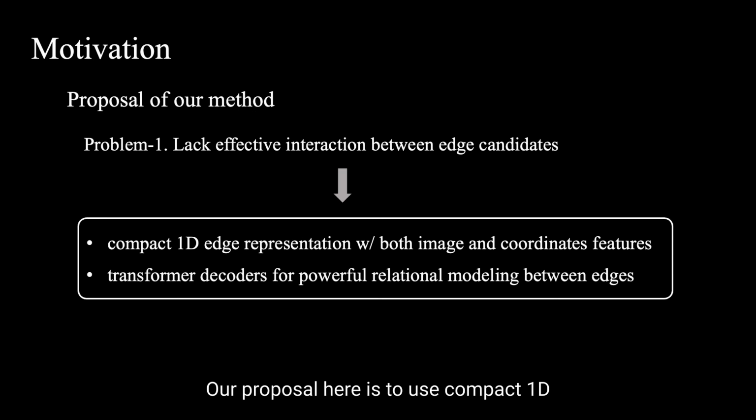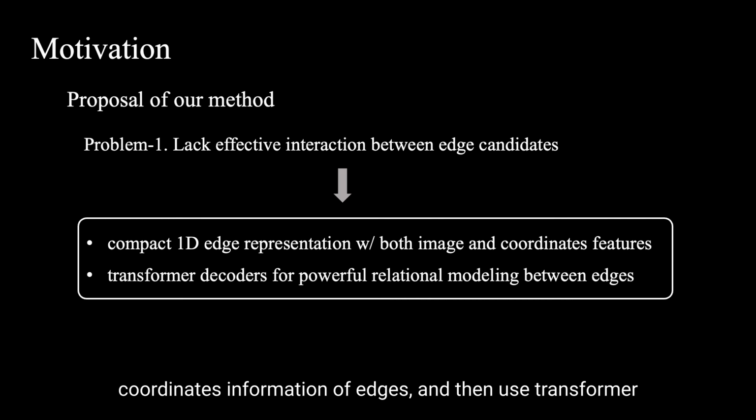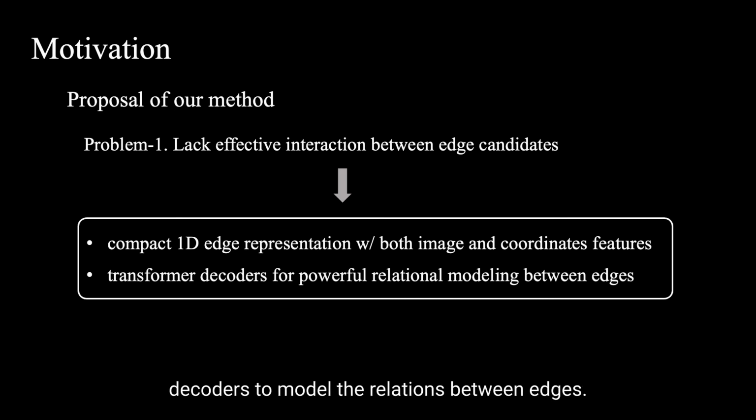Our proposal here is to use compact 1D representation to encode both the image and coordinates information of edges, and then use transformer decoders to model the relations between the edges.